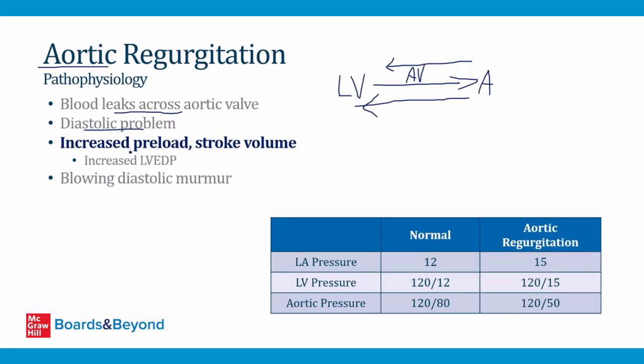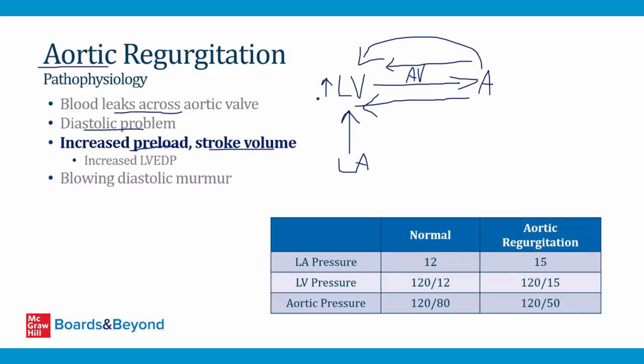What this is going to do is increase the preload. So remember, the left atrium is supposed to be the only chamber that pushes blood into the left ventricle in diastole. But when there's aortic regurgitation, there's a second place for blood to come from. It can flow into the left ventricle from the aorta as well. So you're going to get increased filling of the left ventricle in diastole, and that's going to raise the preload. And anytime the preload goes up, the stroke volume goes up. So that's what you expect in aortic regurgitation.